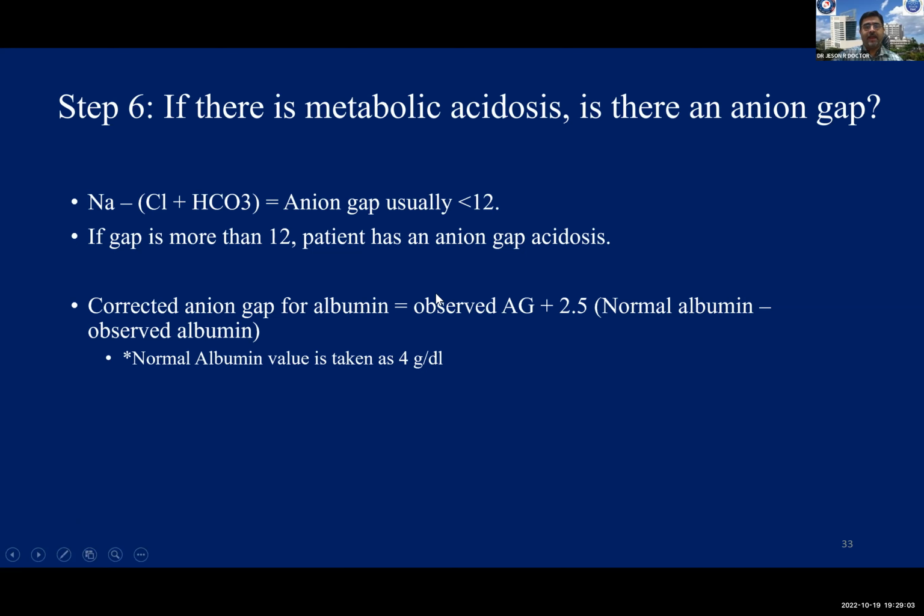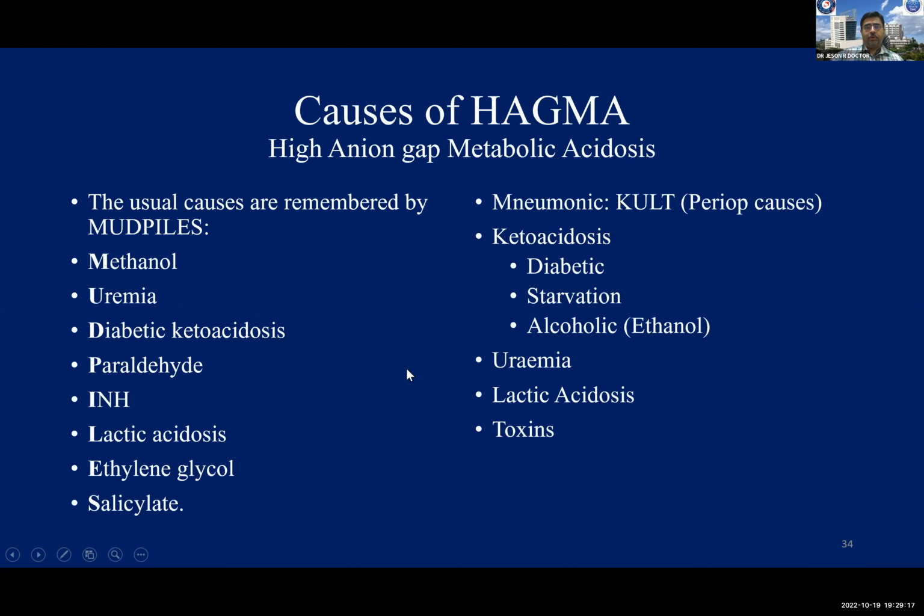Now, whenever there is hypoalbuminemia, you have a correction for the albumin, which is the observed anion gap plus 2.5 multiplied by the normal albumin, which is taken as 4, minus the observed albumin. So what are the causes of high anion gap metabolic acidosis?